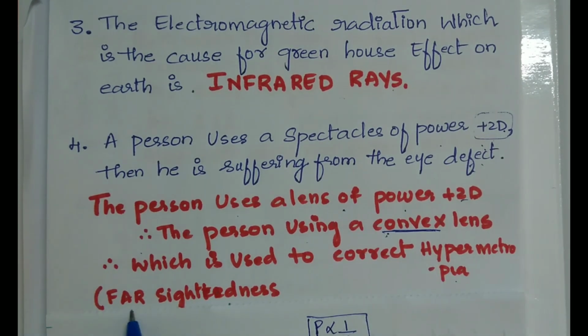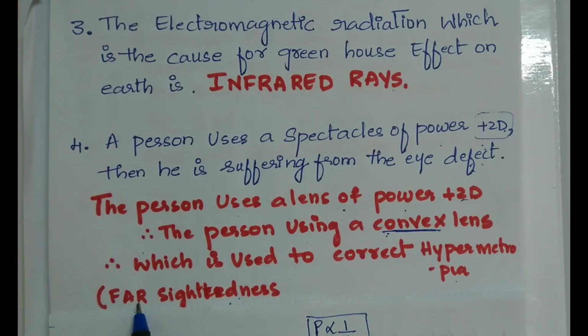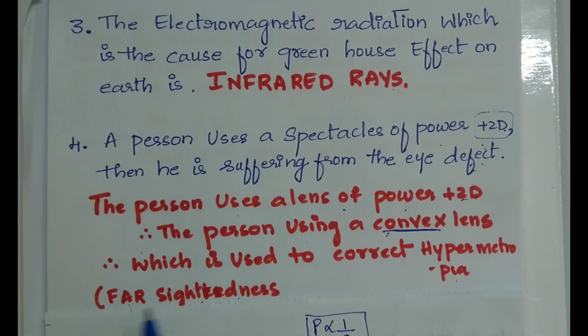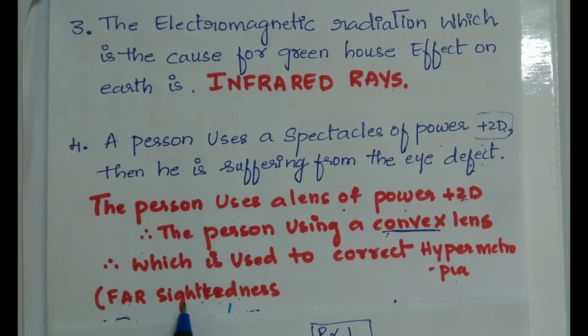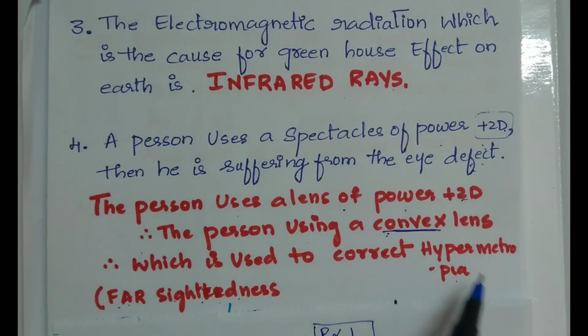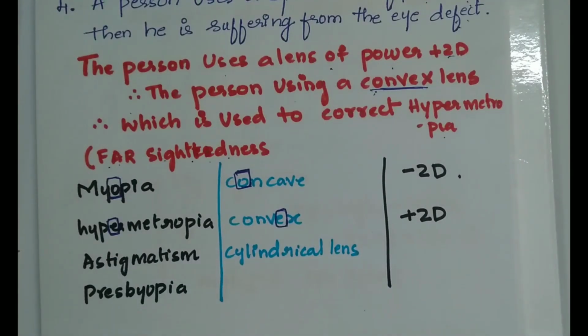Hypermetropia is also called far-sightedness. That means the person can see far-lying objects but not closely near objects. Far-sightedness represents far sight. The person has sight of far-lying objects. So that is hypermetropia.